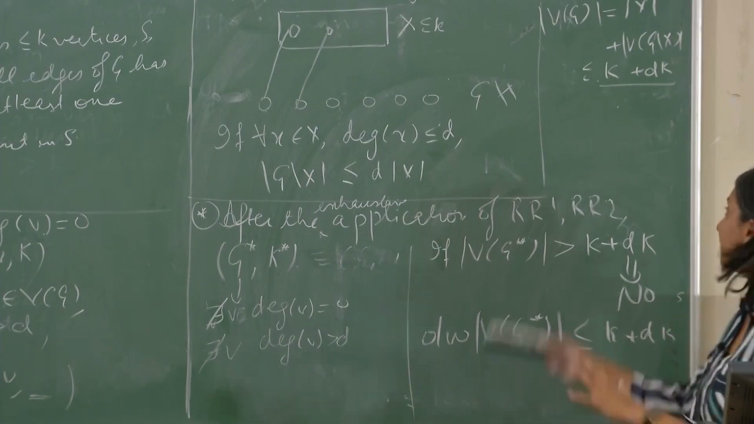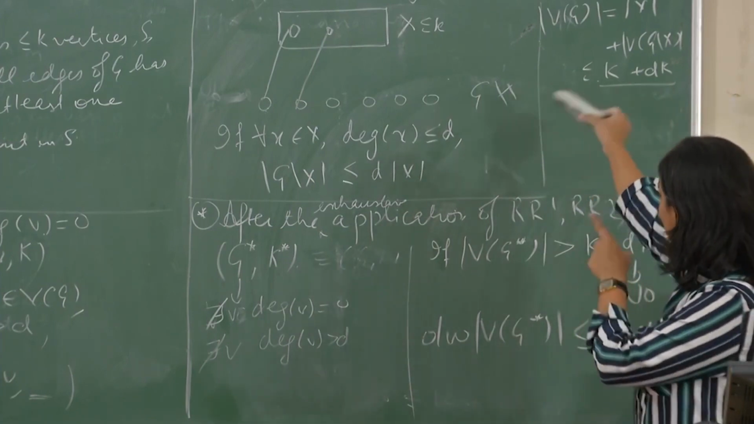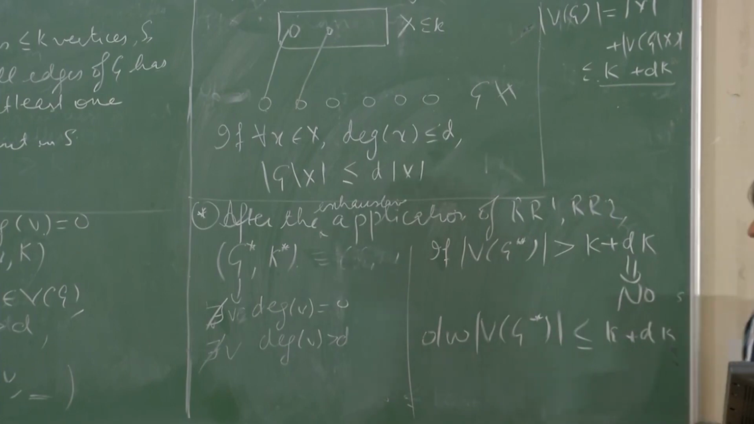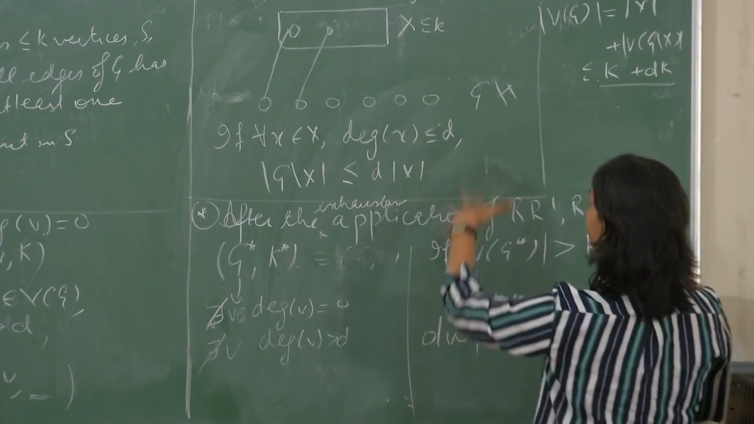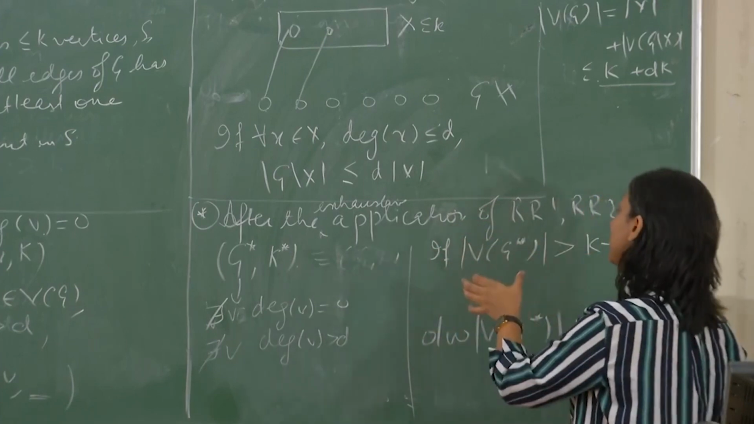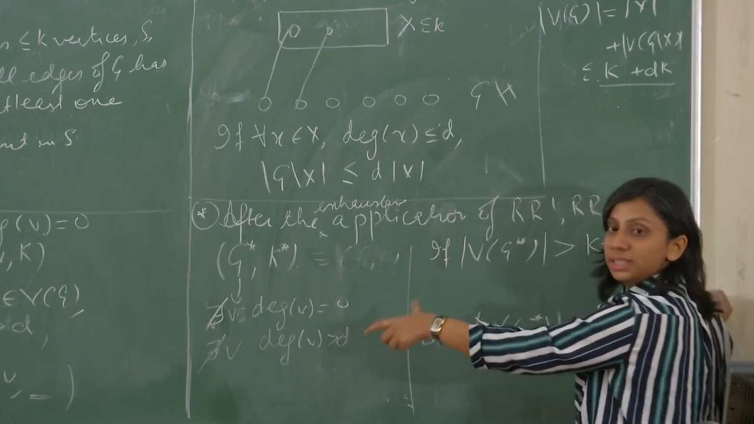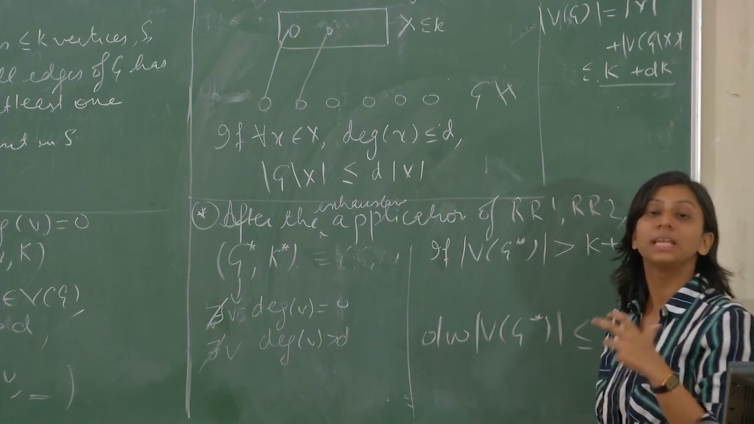Makes sense? And see, let's try to understand what is really happening here. So, of course, we have seen it formally, but let's also try to intuitively understand why it is that if the reduced graph has a lot of vertices, we are able to say no.